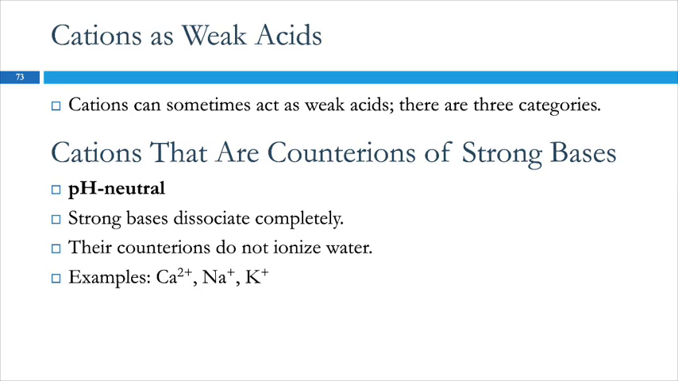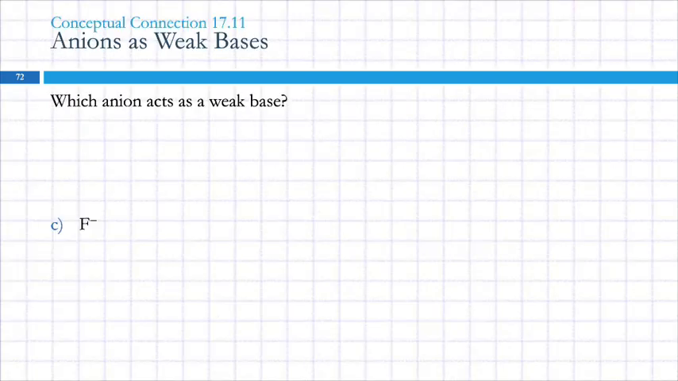Okay, so any questions about anions acting as weak bases? Yes? Is it something different from when we were talking about one side being strong and the other side being weak? It's related. At first I thought I would be looking for the strong acid one. So the stronger the acid, the weaker the base.